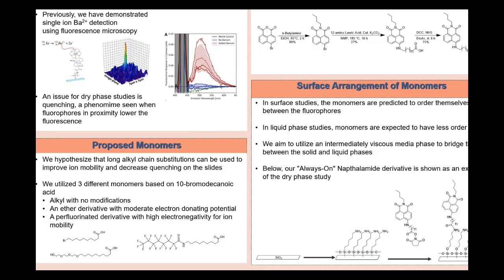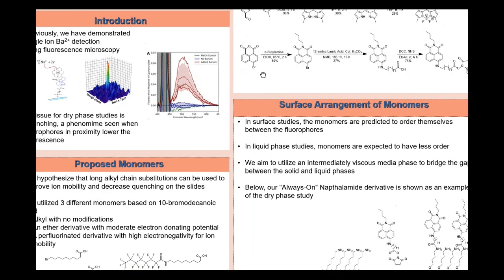Some may make them move faster, some slower, some may make the ions come to a complete stop on the surfaces. We have three different types: an alkyl with hydrophobic interactions, an ether with some electron donating potential, and then a highly electronegative polyfluorinated compound.